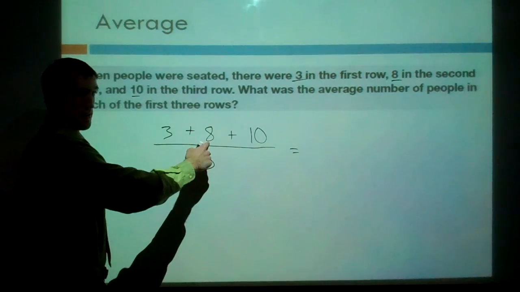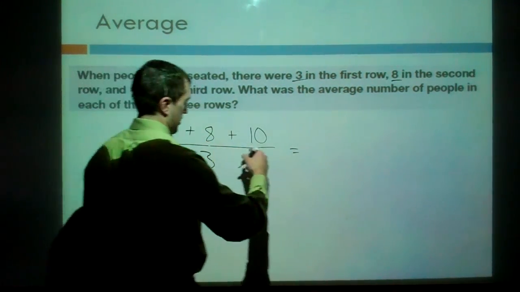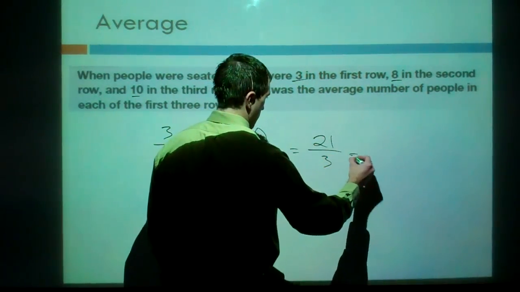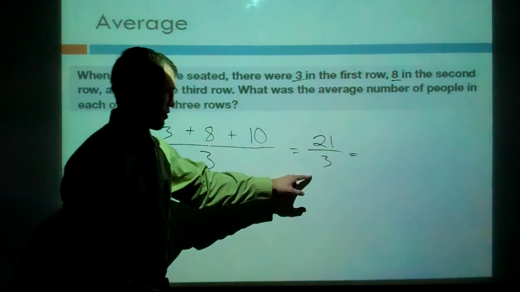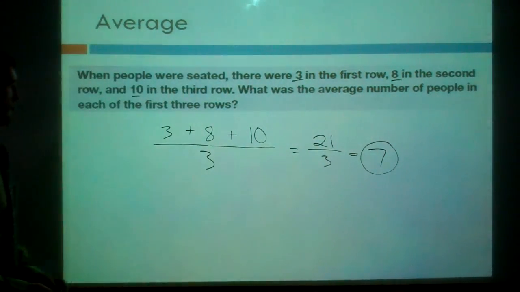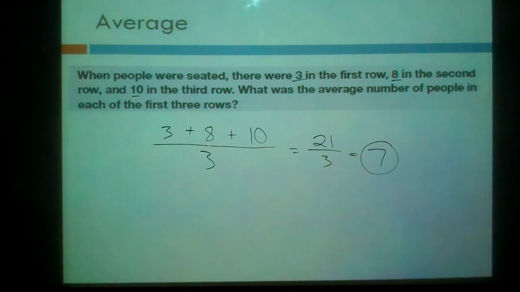3 plus 8 is 11. Plus 10 should get us to 21. And that's all over 3. So now we have 21 divided by 3. 7. So the average number of people in the first 3 rows would be 7.